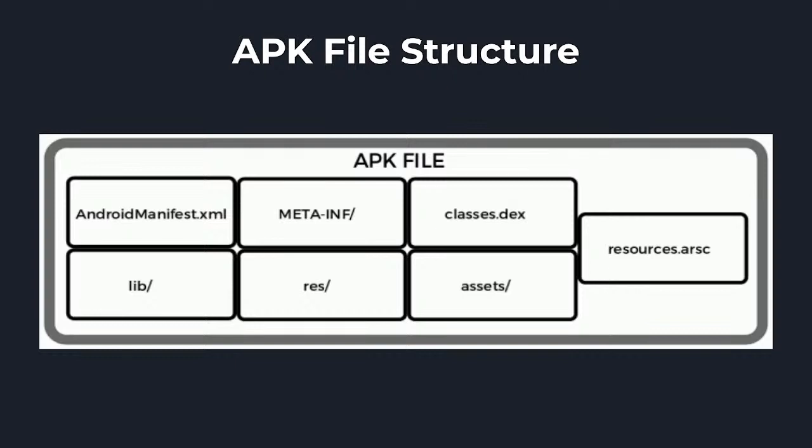Then there is a res folder. The res folder will contain the resource files such as pictures, images, then XML files. The assets directory will contain the JavaScript files. Suppose the application is a cross-platform application built using some JavaScript framework, then those JavaScript files will be present in this assets folder after the decompilation. And this resources.arsc will contain the compiled resources in a binary format. This can be images or strings. This is a typical structure of any Android application.